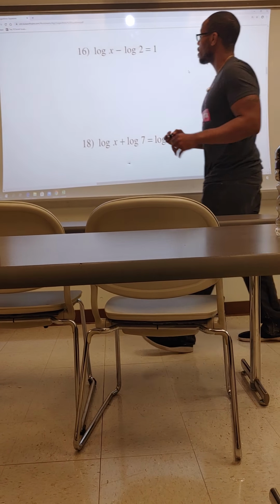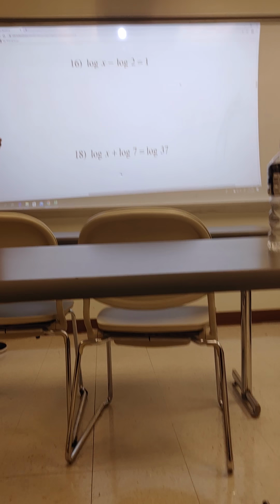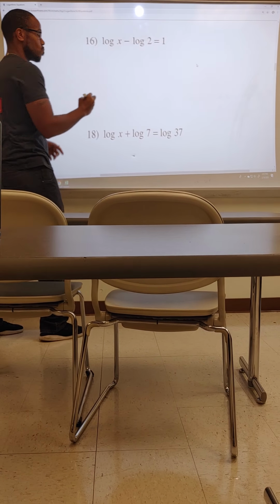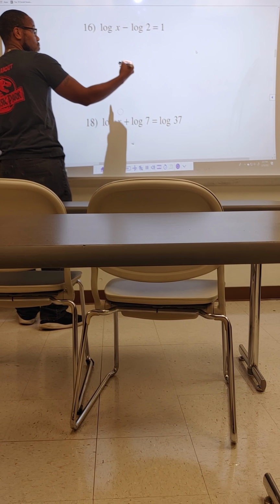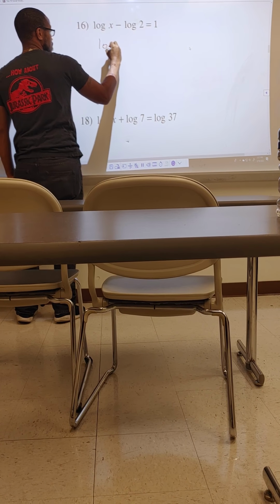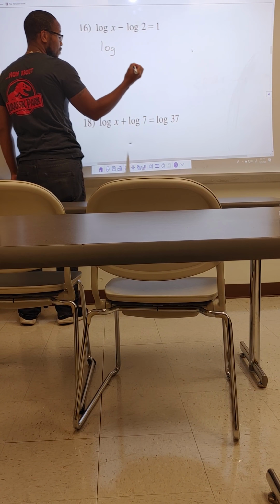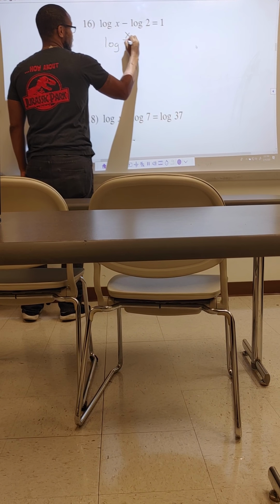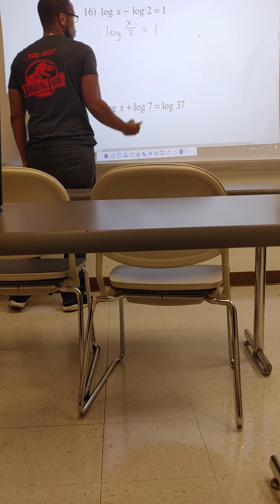Alright, and so now we have log base 10 of x minus log base 10 of 2 equals 1. In that situation, that means we want to condense that to 1 log, and subtraction changes to division. I waited for a second as if you were going to actually be able to answer. Alright, so now we have log base 10 of x over 2 equals 1.